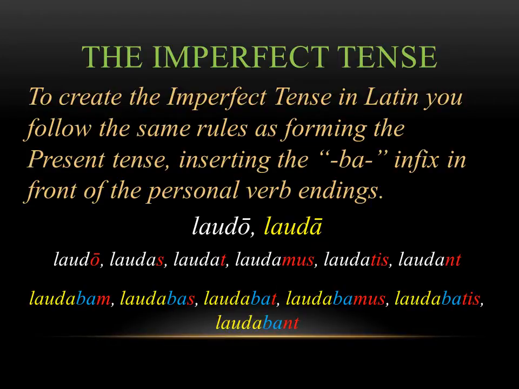And again, if you look, once we have the present stem and that BA infix, we're simply adding on our personal verb endings, the o, s, t, mus, tis, nt. The only thing you want to note is that in the first person singular, we're substituting an M instead of the O. Other than that, it's following the same pattern and rules as forming the present tense.